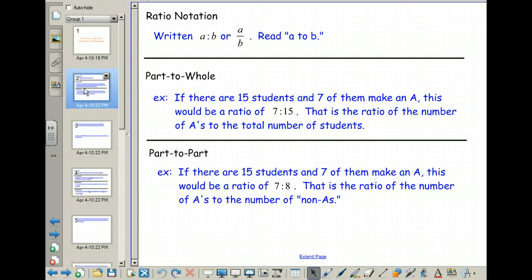There's a couple different ways to talk about ratios. You can talk about ratios as a part to a whole, or as a part to a part. So for instance, if we were talking about the students in the class and grades, let's say we had 15 students in the class, 7 of them make an A. Then we can talk about the ratio as 7 to 15, which would be the number of A's to the number of students. Or if you want to talk about part to part, we can talk about the number of A's, 7, to the number of people who did not make an A, 8. So we can talk about the ratio as 7 to 8. So they mean different things, right? It depends on what you're talking about as to which one you would use. But there's two different applications for ratio.